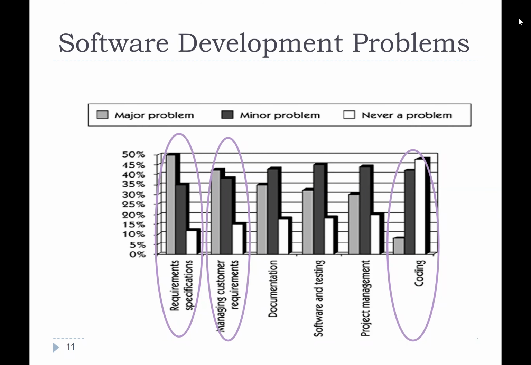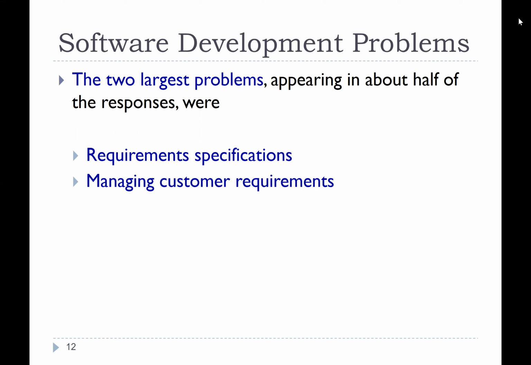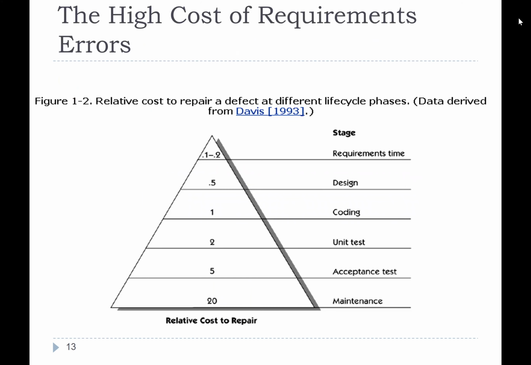All right. You had a question? Give me more motivation. Yeah, giving you more motivation. Let's take a look here. The two larger problems, about half of the problem responses, are related to software specification and management of customer requirements. Coding issues were a non-problem, relatively speaking.